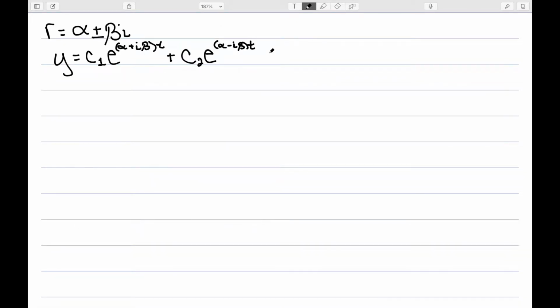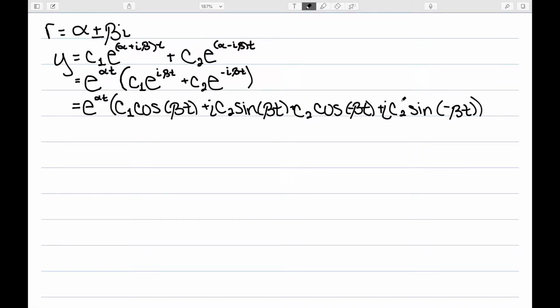If our roots are of the form alpha plus or minus beta i, then we know our solution looks like c1 e to the alpha plus i beta t plus c2 e to the alpha minus i beta t. So this just goes back to the fact that these are two distinct roots, so we want them as the exponents to the e. We can break these e's up into e to the alpha t times e to the i beta t, and then I went ahead and factored out the e to the alpha t.